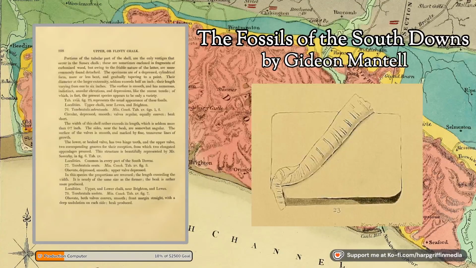Portions of the tubular part of the shell are the only vestiges that occur in the Sussex chalk. These are sometimes enclosed in fragments of carbonized wood, but owing to the friable nature of the latter, are more commonly found detached. The specimens are of a depressed, cylindrical form, more or less bent and gradually tapering to a point. Their diameter at the larger extremity seldom exceeds half an inch, their length varying from 1 to 6 inches. The surface is smooth and has numerous indistinct angular elevations and depressions, like the recent teredo, of which in fact the present species appears to be only a variety. Tablet 18, figure 23, represents the usual appearance of these fossils. Localities: Upper Chalk, near Lewes and Brighton.